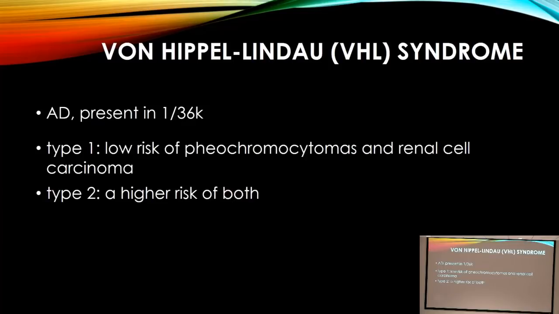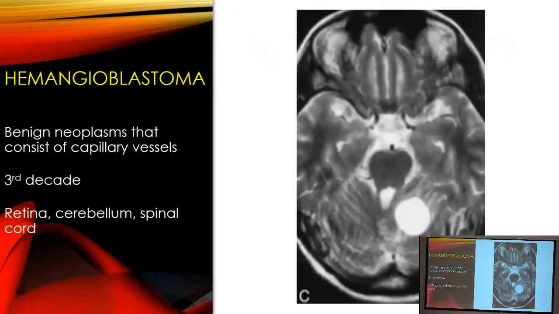The pathophysiology is very complex, and I've chosen just to leave it off. I'll tell you what I think you need to know about von Hippel-Lindau syndrome. It's divided into a type 1 and type 2. Type 1 has a relatively low risk of pheochromocytomas and renal cell cancer. Type 2 has a higher risk of both. Okay? And so the classic feature here are hemangioblastomas.